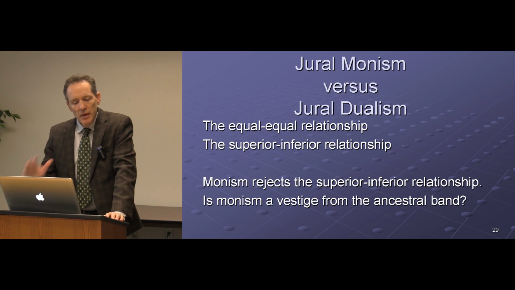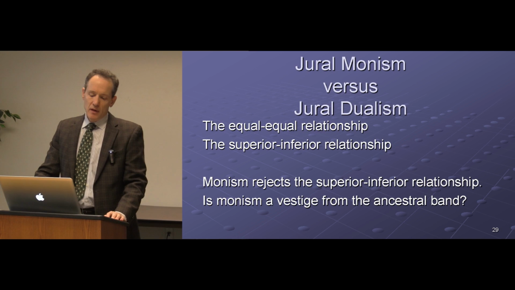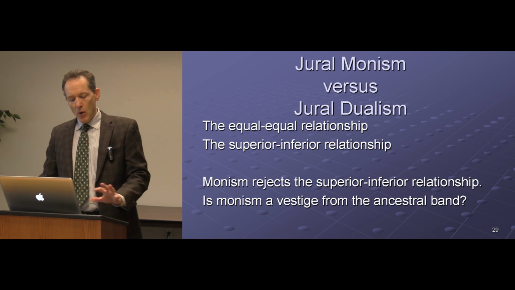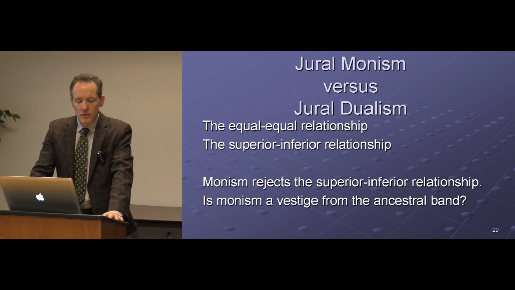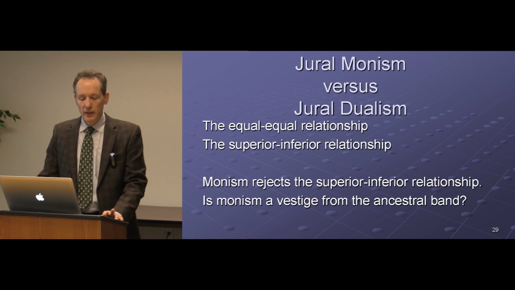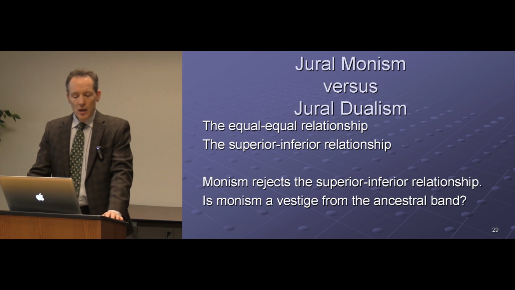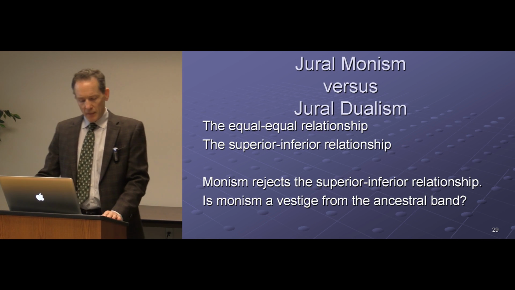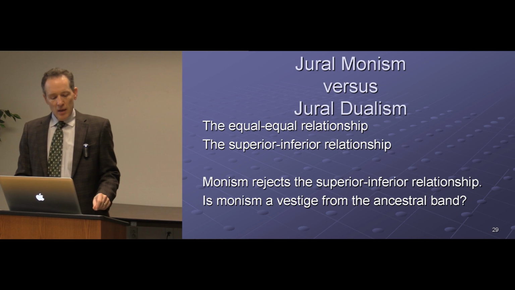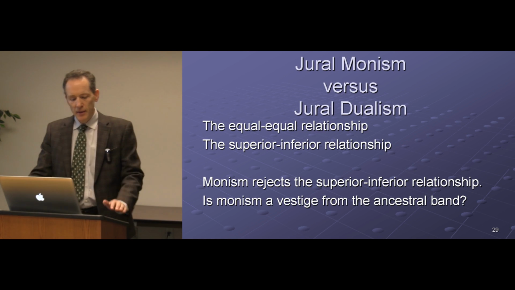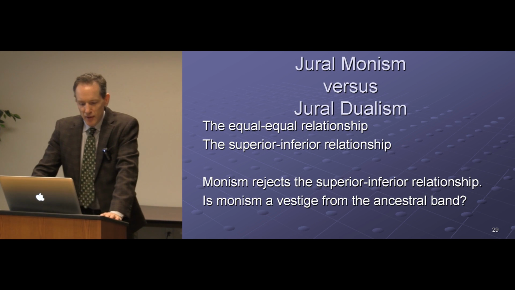So Smith holds this jural dualism. He accepts and works with both of these relationships. Monism rejects the superior-inferior relationship. And that rejection or evasion takes a couple of different forms. And I think this monism might be seen as a vestige of the ancestral band, something that I know you're very interested in.